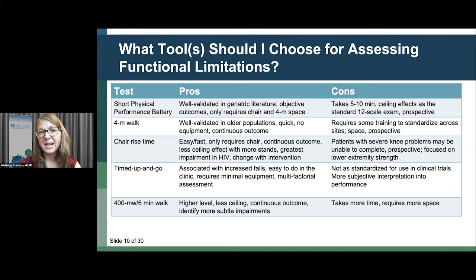We can also separate out specific components of the Short Physical Performance Battery to make a very quick assessment, such as just a gait speed or just a chair rise time. In the clinical setting, a frequently used assessment is the timed up and go, or the TUG. This is associated with increased fall risk, and I'll talk a little bit more about the TUG in a few minutes. And then the 400-meter walk is a useful tool in a very high-functioning patient population where we need a little bit more discrimination across high levels of function.